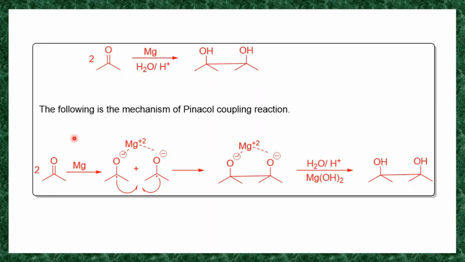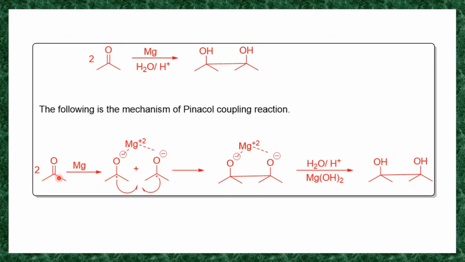The reaction mechanism is very simple. Two molecules of acetone react with magnesium metal. You know magnesium has two electrons in its outer shell, so it will undergo oxidation. This magnesium metal undergoes oxidation, and it will reduce this carbonyl, this acetone, and you will get this radical anion.